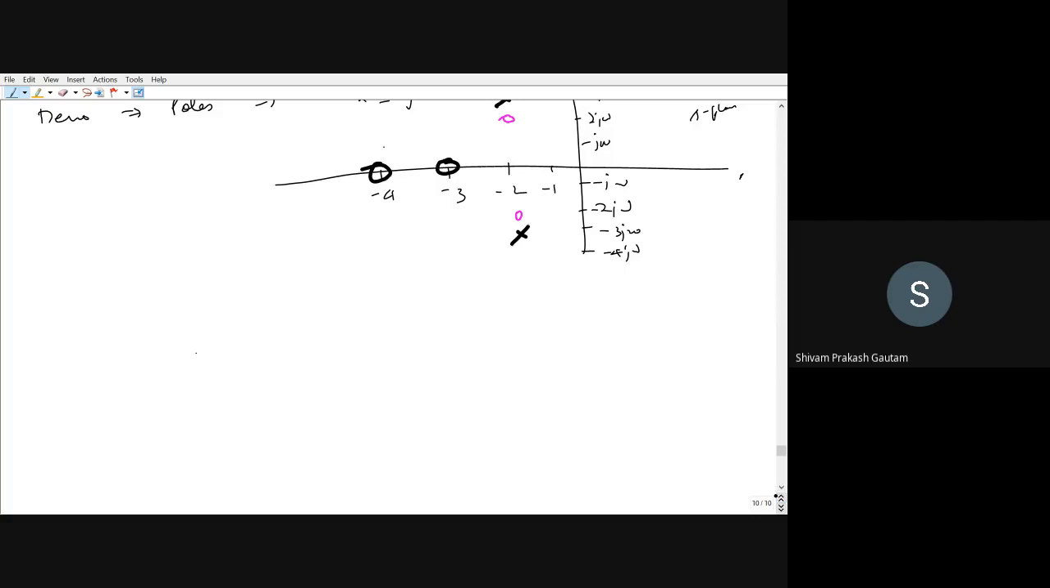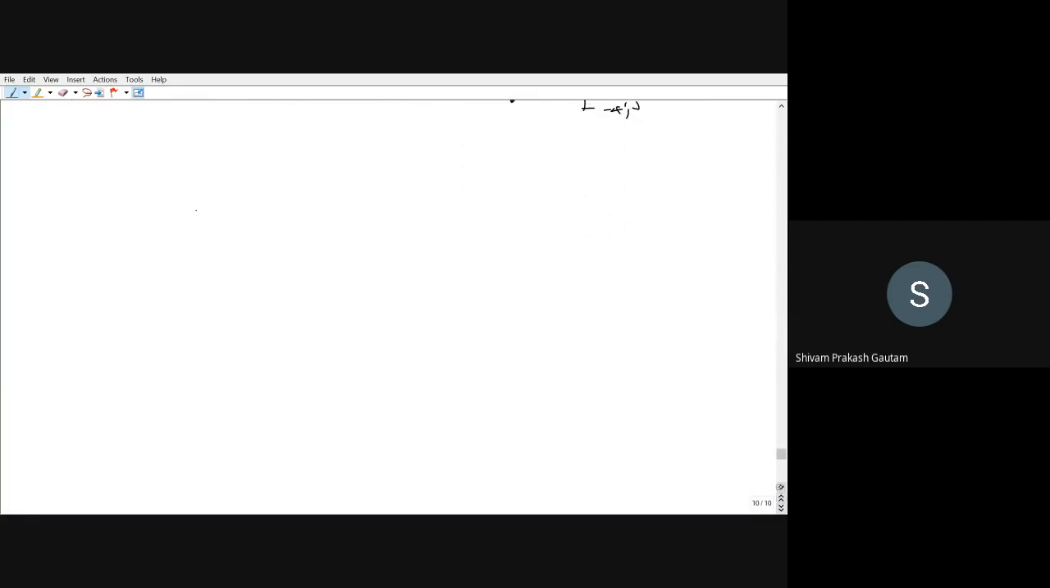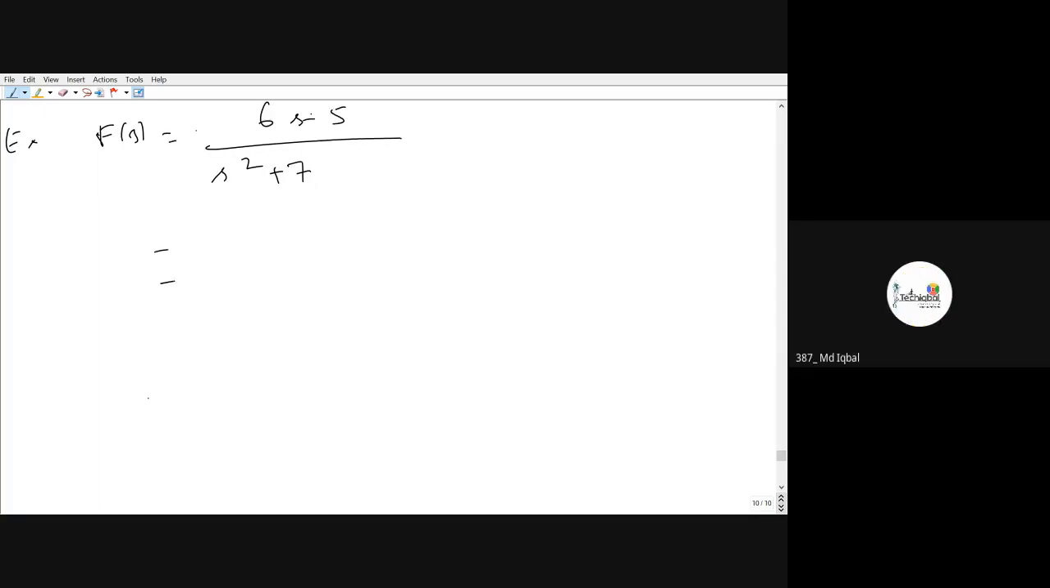So partial fraction, all of you can do, right? Should I move forward? Yes, sir. So let me take another example. Let us say that a function f of s is given by 6s minus 5 upon s square plus 7. Am I audible? Yes, sir. So you have to find the inverse Laplace of this, inverse Laplace of f of s. So how will you do that?